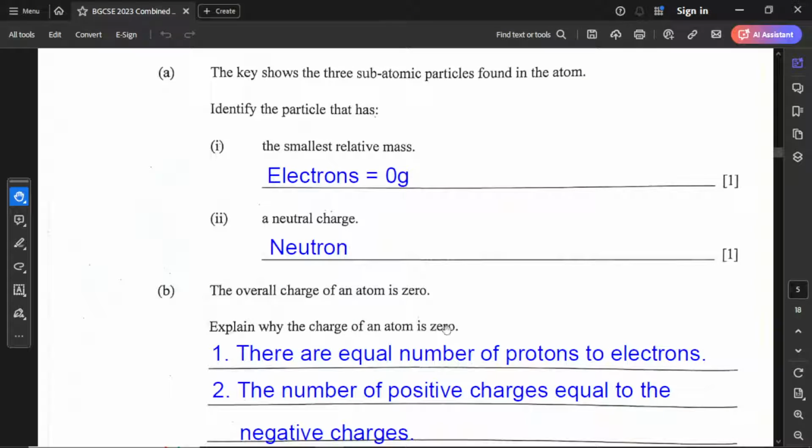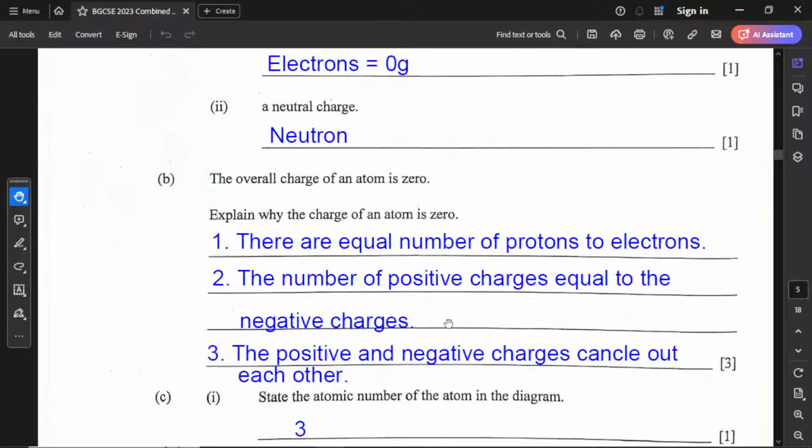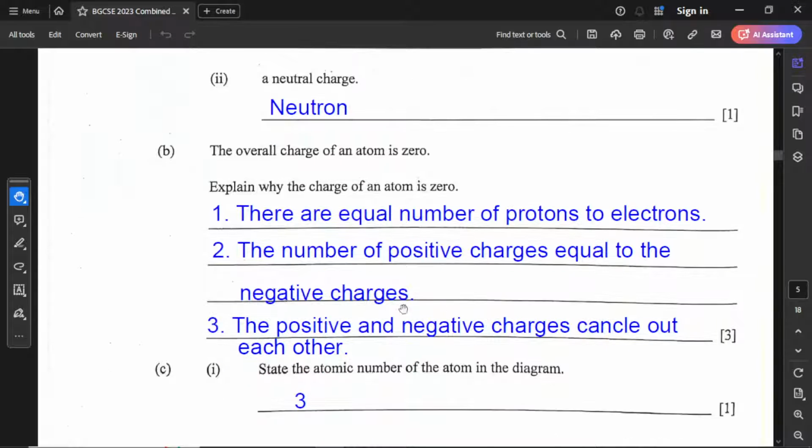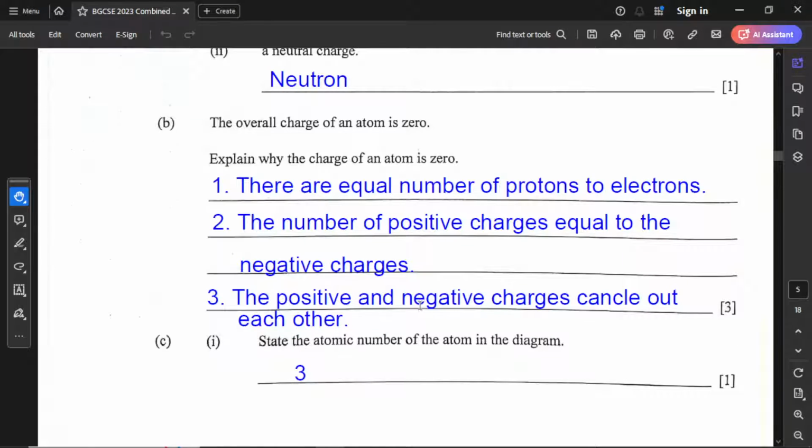Explain why the charge of an atom is 0. To earn the 3 marks, we can just mention that there are equal numbers of protons and electrons. That's very important to mention. This means that the number of positive particles equals the number of negative particles, or the number of positive charges equals the number of negative charges. Hence, the positive and negative charges cancel out each other, and so therefore the overall charge is 0.